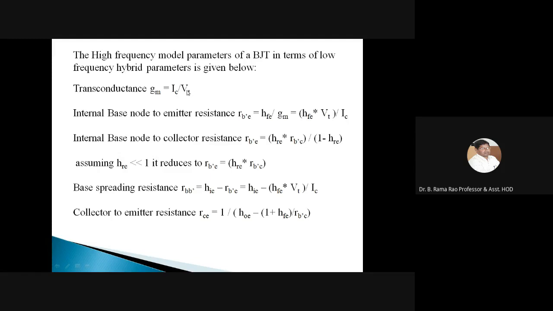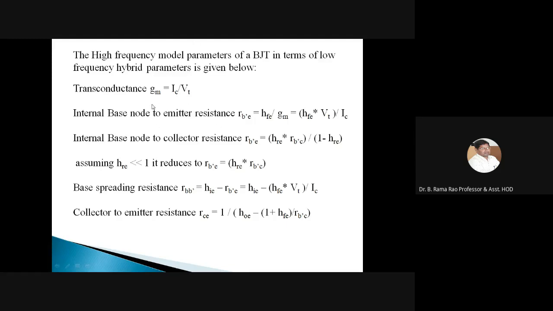VT is the threshold voltage, and this threshold voltage depends on the value of T. VT is nothing but T by 11,600. This is the standard value. Then IC, VT and temperature, and VC the output voltage. So we can validate these.